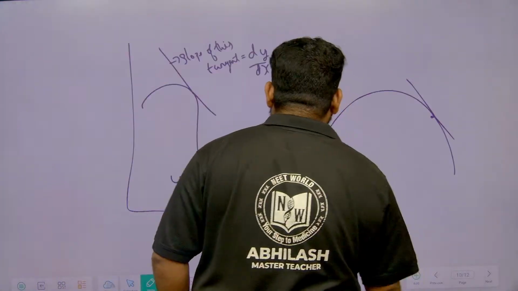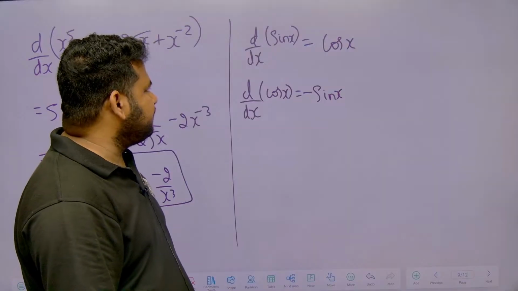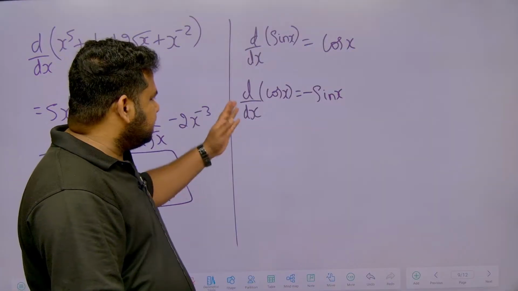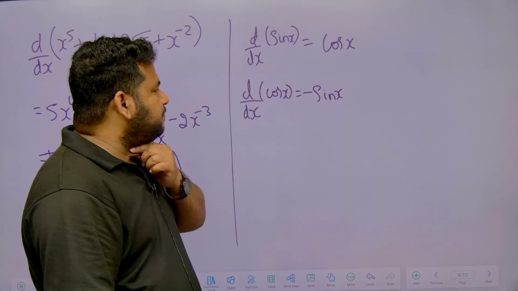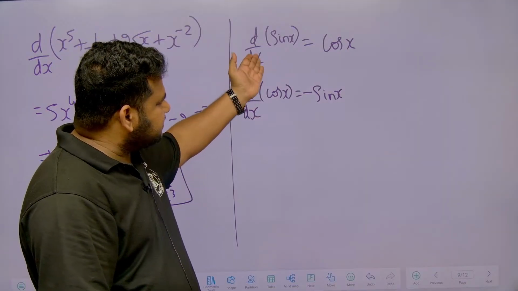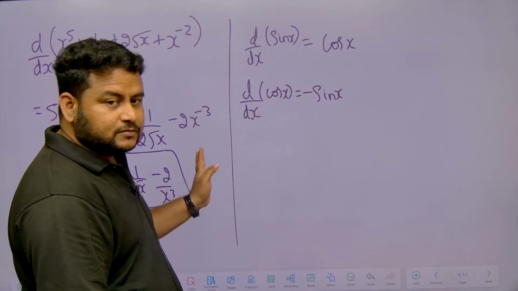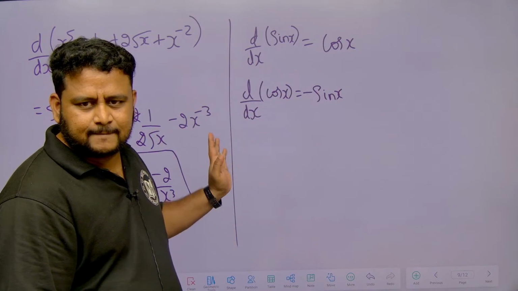Now let us come back to this. See here, they have given d by dx of sin x is equal to cos x, and d by dx of cos x is equal to minus sin x. Why does sin x give cos x? Why does cos x give minus sin x?